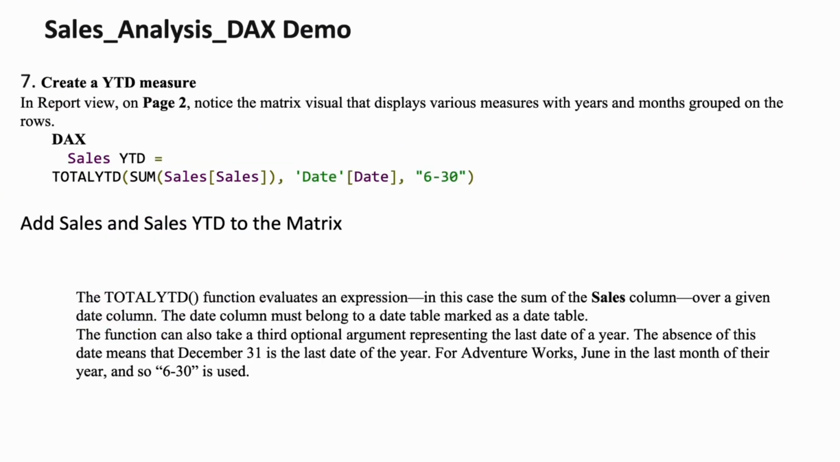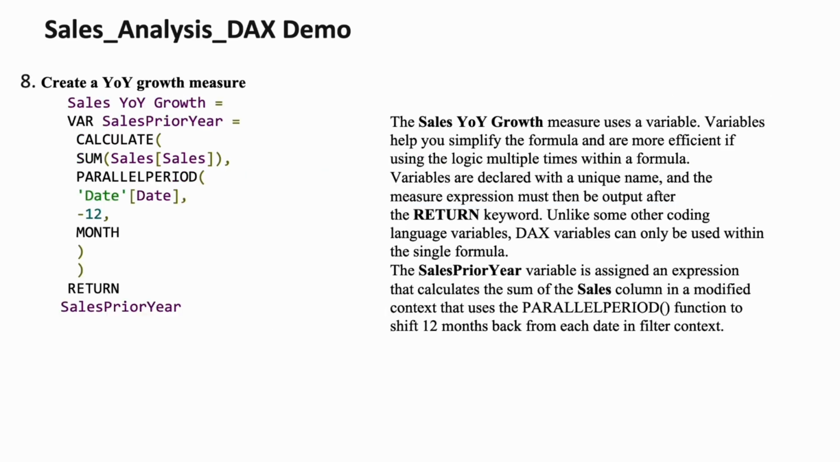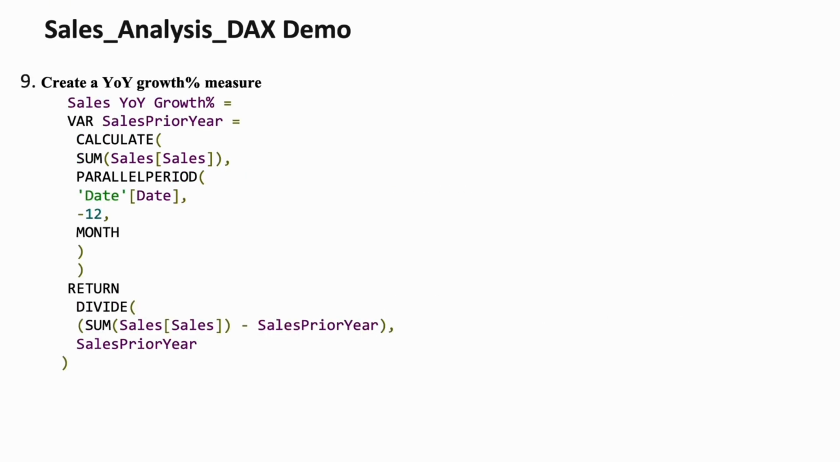Step 7 is to create a Sales YTD measure. Step 8 is to create the year-over-year growth measure. Step 9 is to create a year-over-year growth % measure.